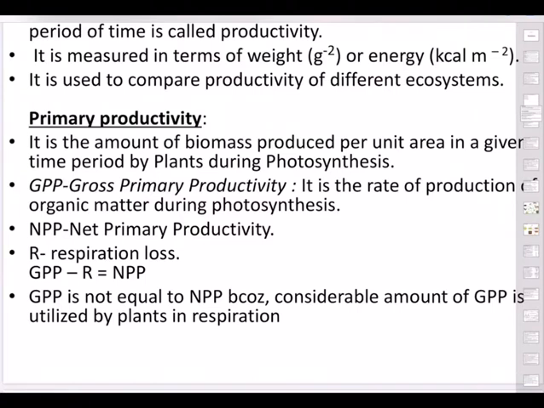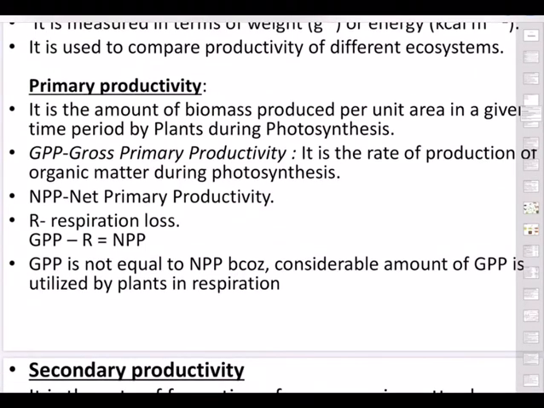And GPP, gross primary productivity. It is the rate of production of organic matter during photosynthesis. How much organic matter is produced during photosynthesis. NPP, net primary productivity. Overall, what is the net that is formed? That means something is spent. What is that something that is spent? Respiration loss. So how do you get NPP?